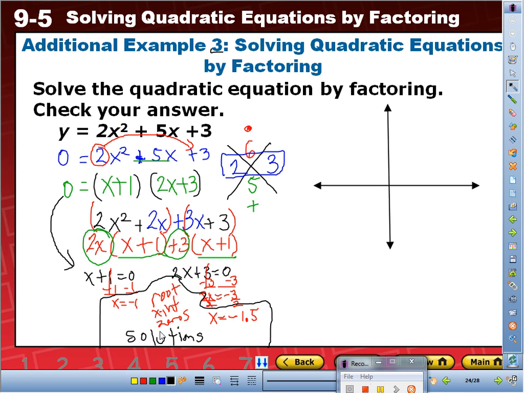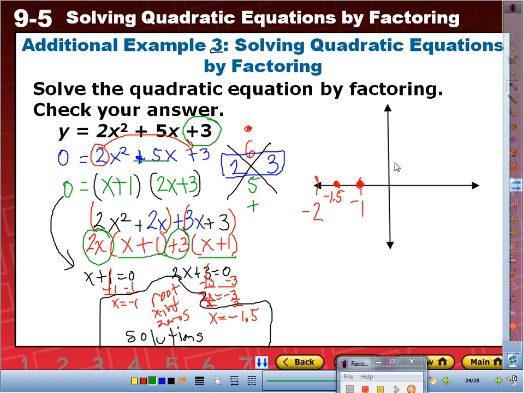Okay, so let's see. What's my first x-intercept? Negative 1. Negative 1's right there. Negative 2 is over here, but it's not negative 2, it's negative 1.5, which is right in between there. Negative 1.5. So, let's go to where our equation is equal to y. What's our y-intercept, everyone? 3. And I plot that point right there. And let's graph our parabola.